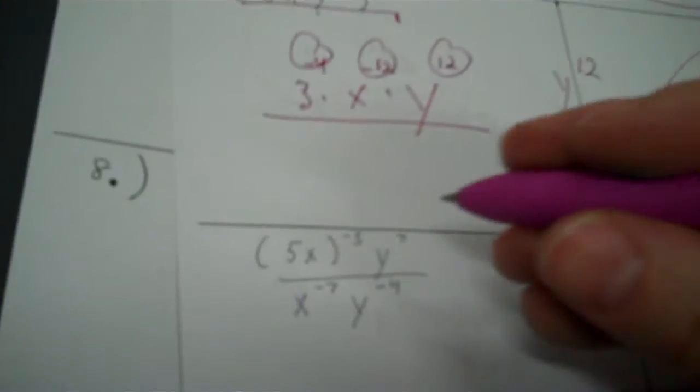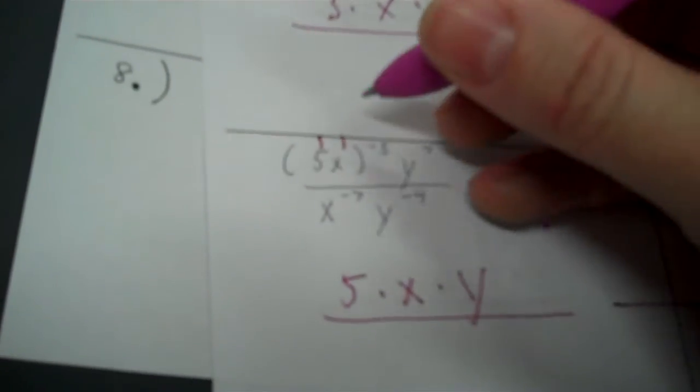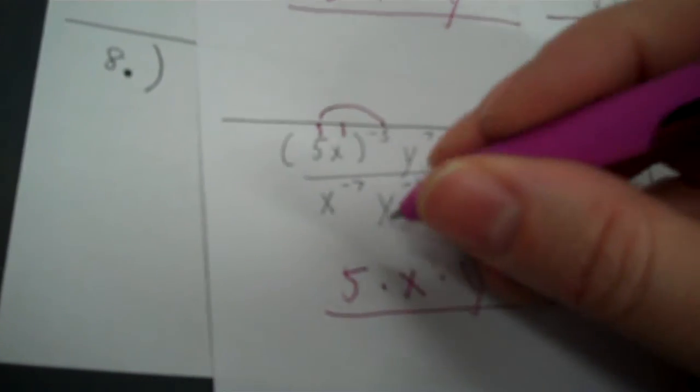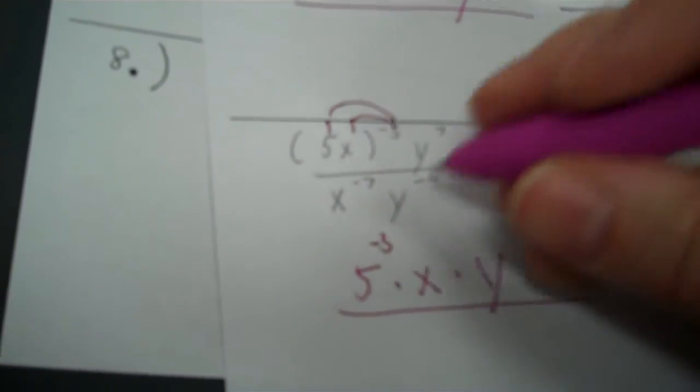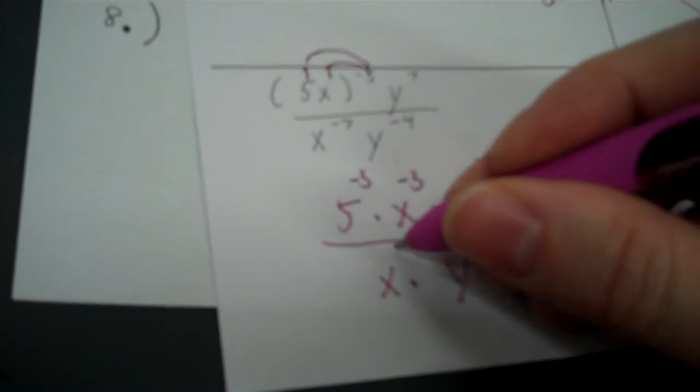Okay, then my last one. On top I have a base of 5, a base of x, a base of y. So, one of each factor on top, so 1 times negative 3 is negative 3. Negative 3 on the x and 7 on the y. Now on the bottom you have 2 more factors, x times y. So I have negative 7 and negative 4. Well, now when I start off with things on bottom, we want to cross out.